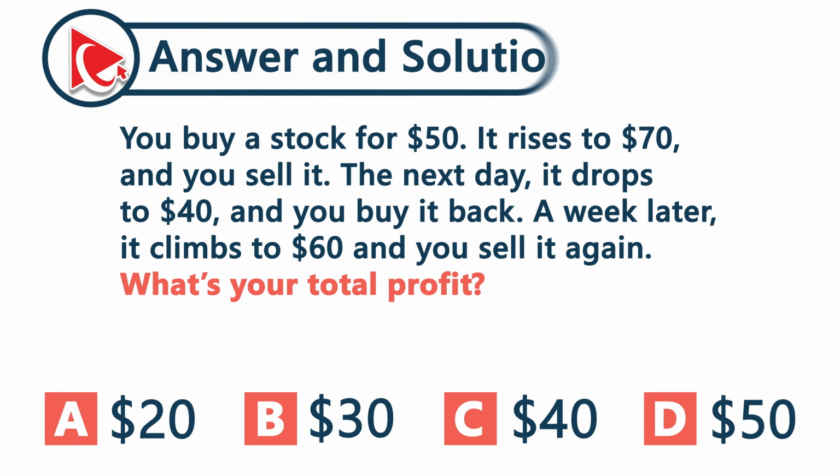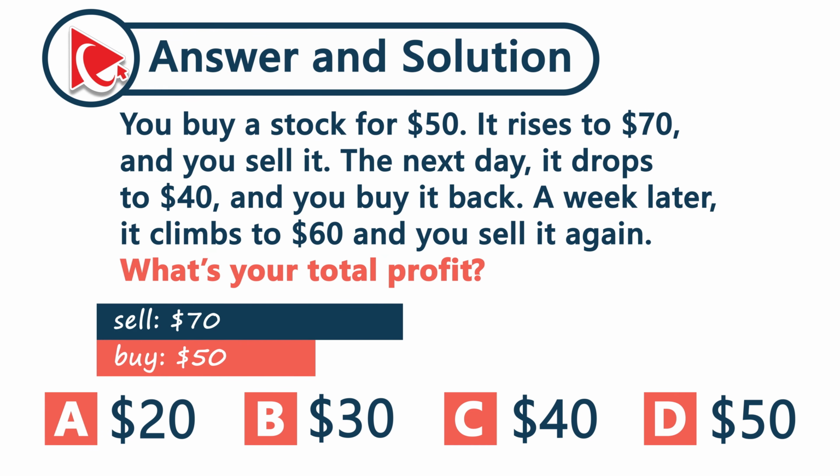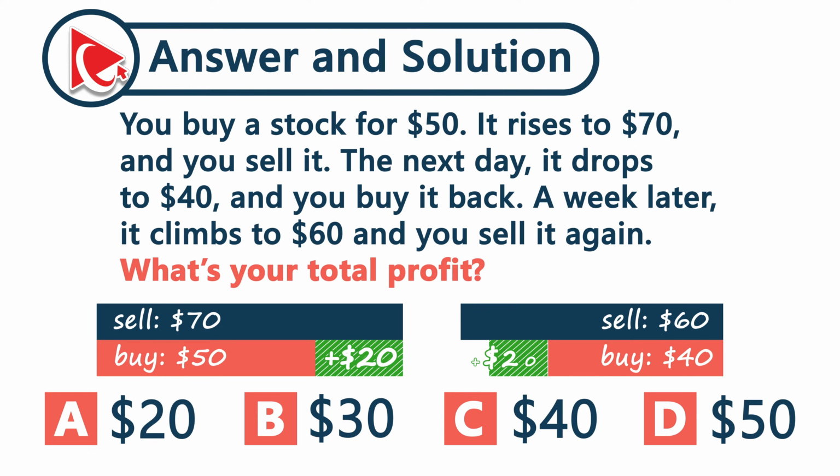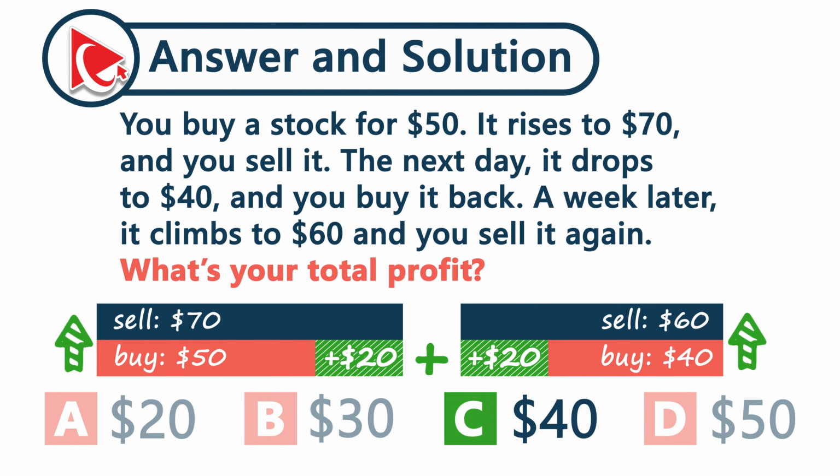Let's break it down. You made your first move when stock rose from 50 to 70, and that's $20 gain. Then you bought it again at 40 and sold at 60, earning another $20 profit. Each trade is independent, so each one was profitable. And the correct answer here is choice C, $40.